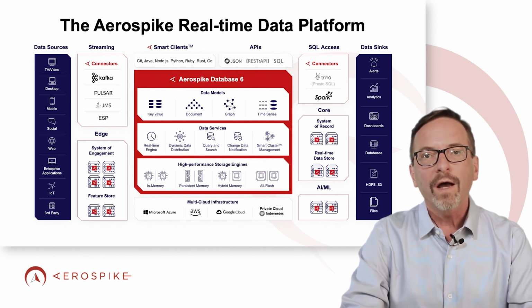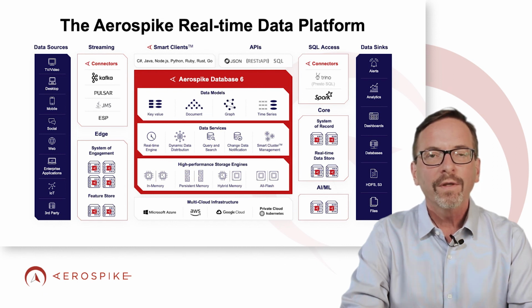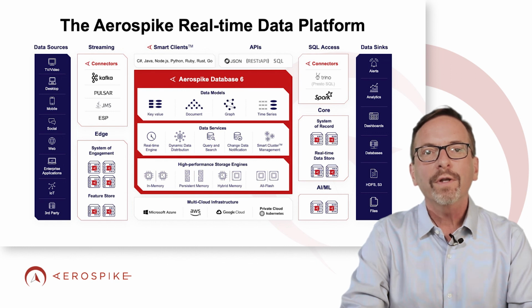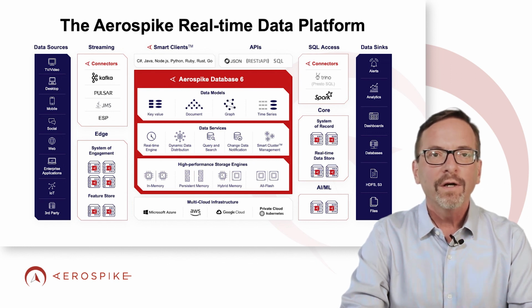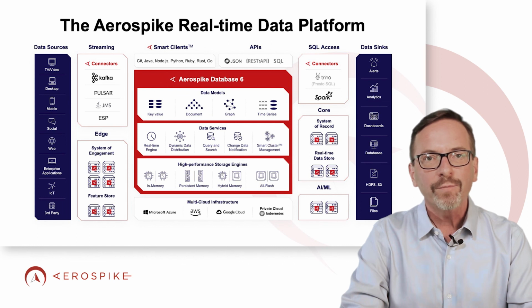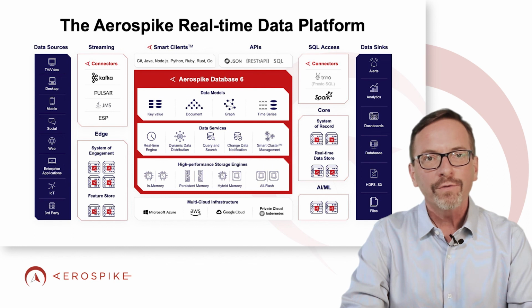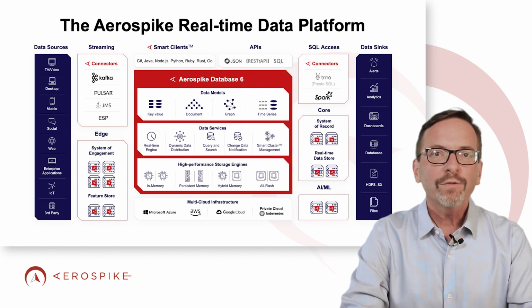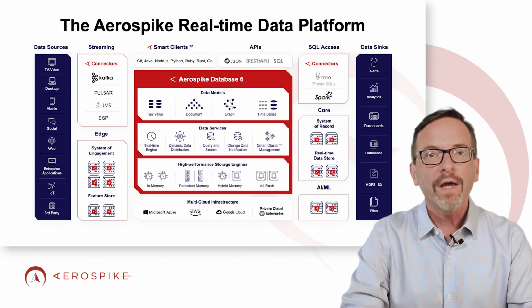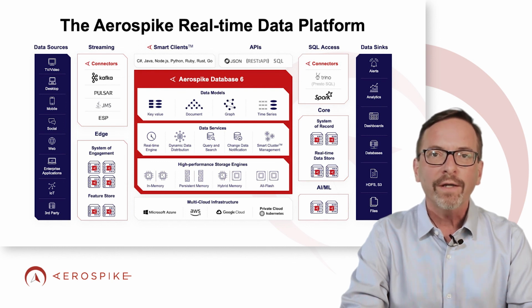On the upper right-hand side, we have SQL access connectors including Trino and Spark. The Aerospike database can be used for a number of different types of use cases. On the lower left side, we have the edge use cases illustrating that Aerospike can be the system of engagement. And it can also act as a feature store for AI ML use cases. Then over on the right-hand side, on the bottom, the Aerospike database is used by many customers as a system of record. And it is also used for AI ML training use cases.